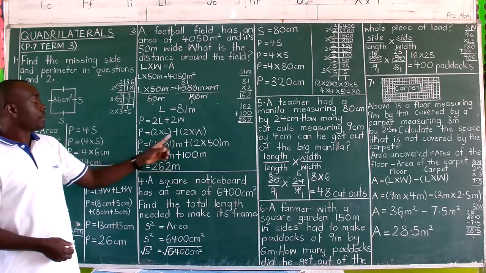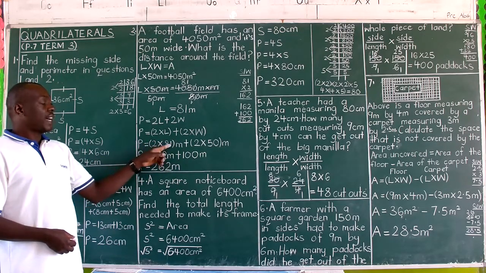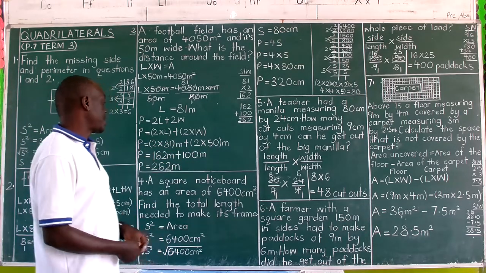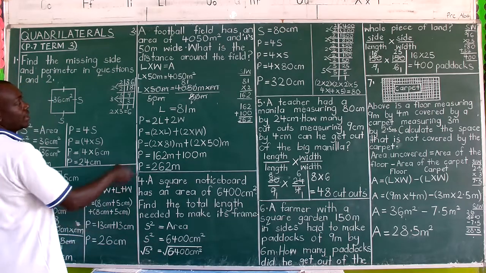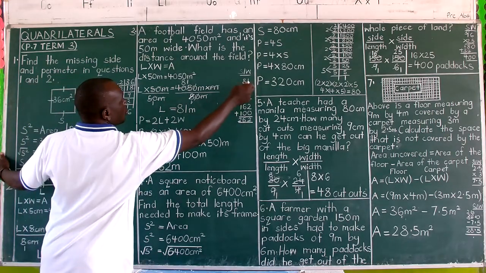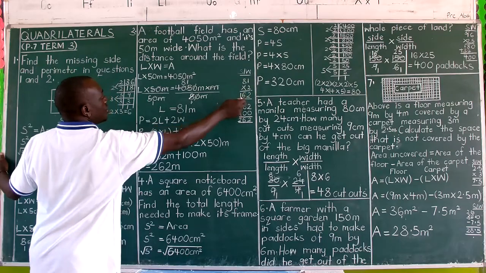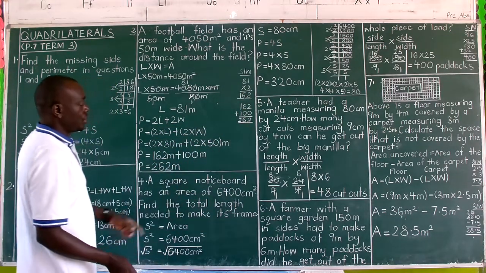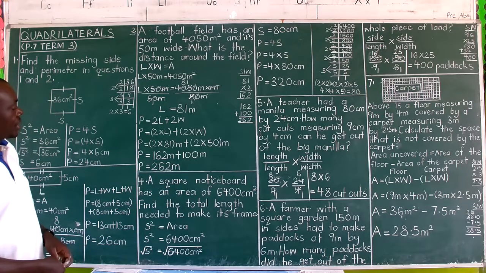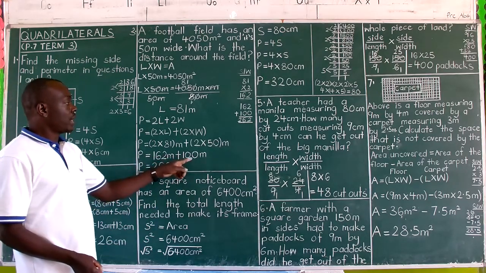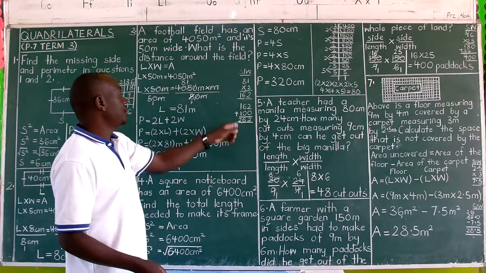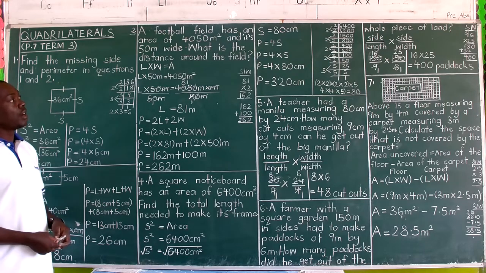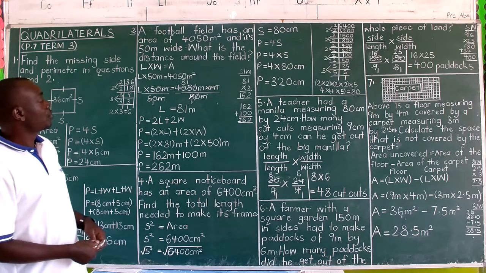Whereby the length is 81 meters, you say perimeter is equal to 2 times 81 meters plus 2 times 50 meters. Then multiply 81 times 2, 2 times 1 is 2, 2 times 8 is 16, you get 162 meters. Then 2 times 50, you get 100 meters. Now, add 162 and 100, in that regard, you get 262 meters. That's the distance around this football field.